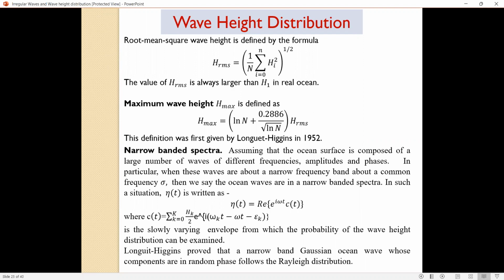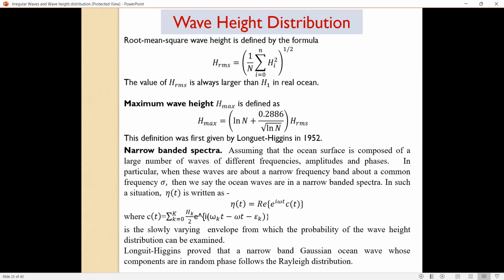Then suppose I have a wave of one frequency which is propagating, the major wave, and on the two sides of this wave, in its neighborhood, are all the other frequencies. Then we call this a narrow banded spectrum. Because there is one wave height which is more prominent, the significant wave height, and on the two sides of this all the other waves are propagating. That we call a narrow banded spectrum.